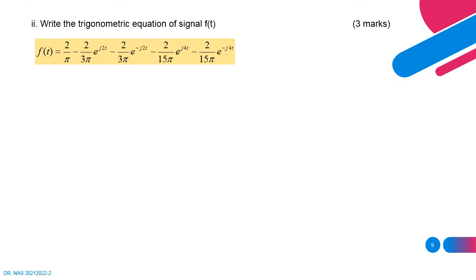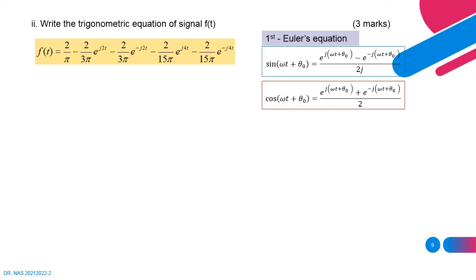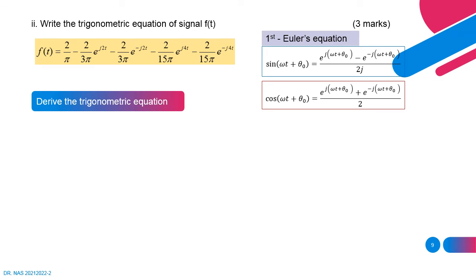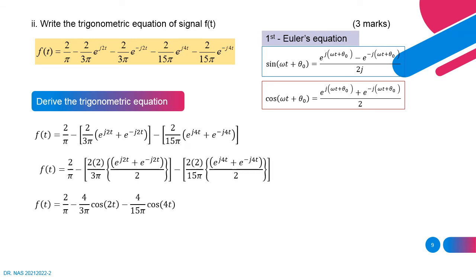Okay, in the second question, you need to write the trigonometric equation for the given signal. So the given signal is in exponential form. So to convert the exponential form into trigonometric equation, you need to use Euler's equation or Euler's theorem, both the sine and cosine. So you need to derive the equation. So the first step is to group the signal with same frequency. So in this case, j2 and negative j2, and j4t and negative j4t.